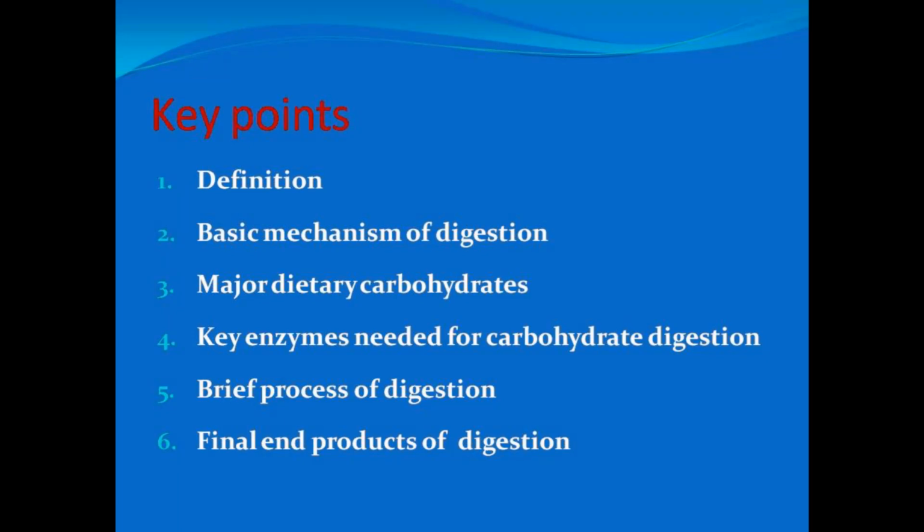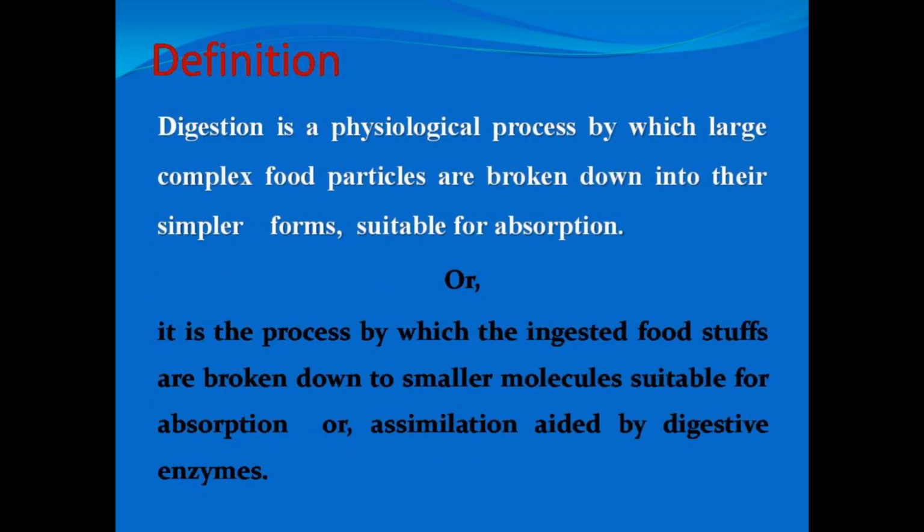Here are the key points. First of all, definition, then basic mechanism of digestion, major dietary carbohydrates, key enzymes needed for carbohydrate digestion, and brief process of digestion, and after all this, final end products of digestion. Now I am describing the key points one after another.